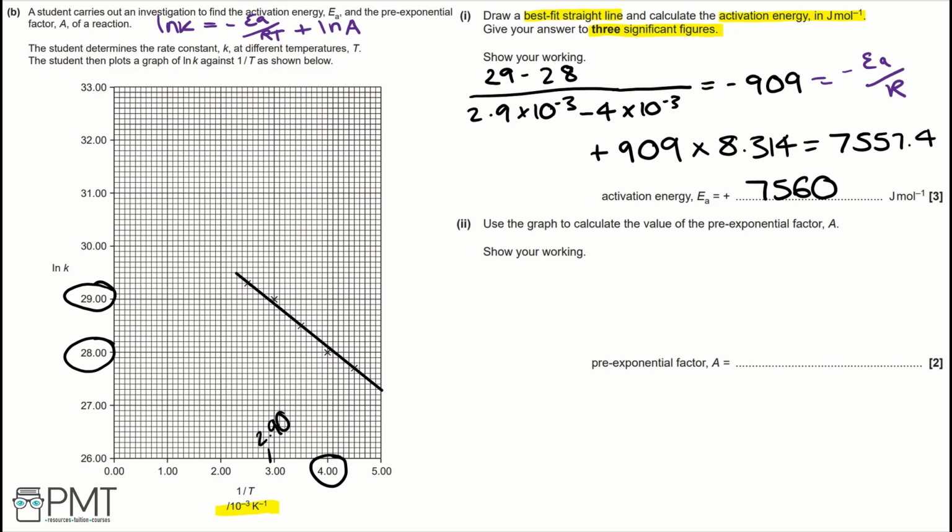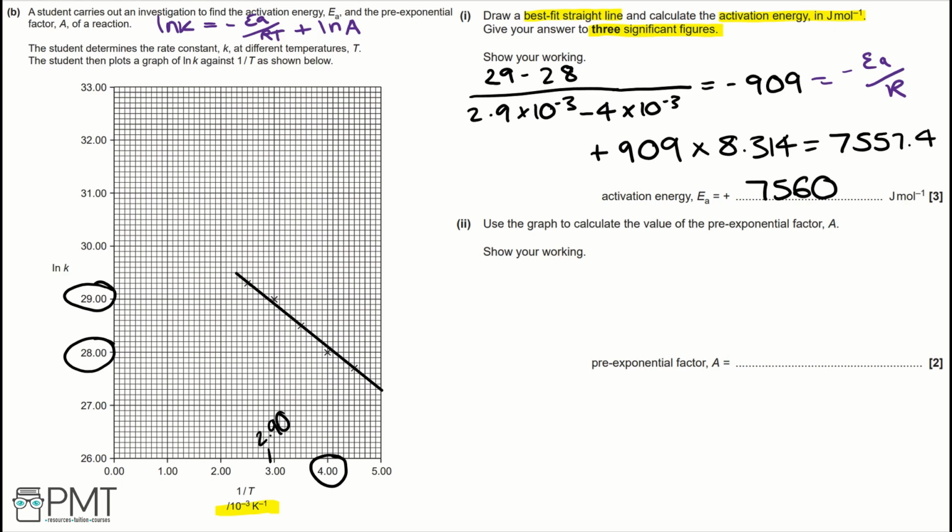To get the 3 marks for this question, you get 1 mark for working out the gradient correctly, 1 mark for then rearranging the Arrhenius equation and working out activation energy. And then you get 1 mark for using scales, so writing your answer to 3 significant figures, and also looking at the scale of the graph and noticing that 1 over T is 10 to the negative 3, so including that in your gradient. Those 2 points in this question get you your 3rd mark.